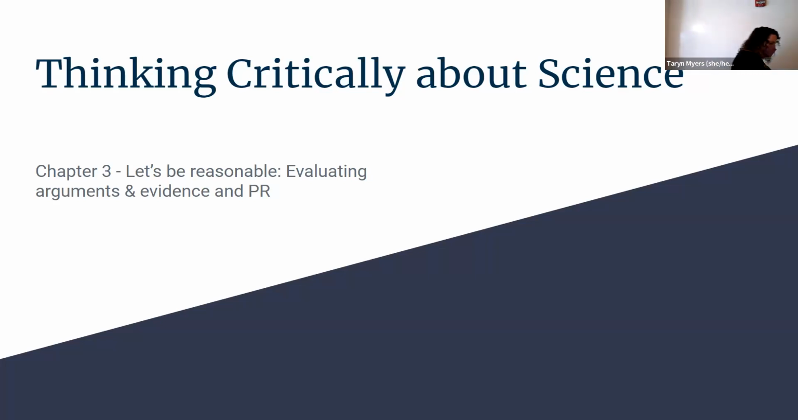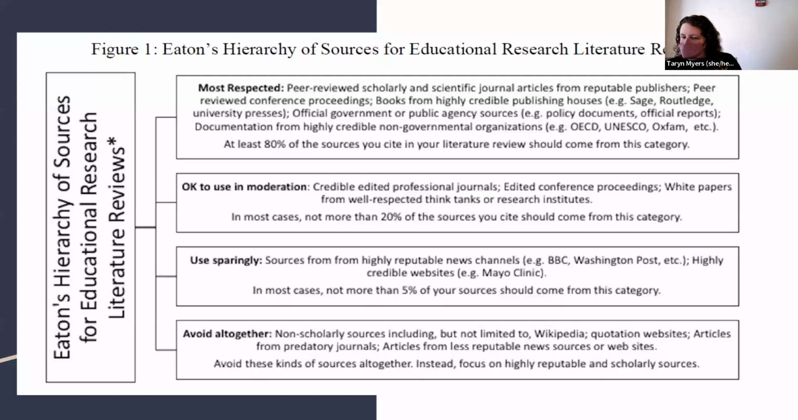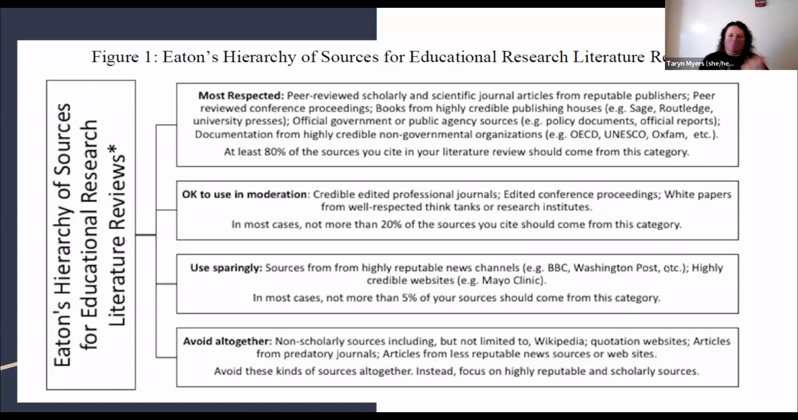So this one's going to be more about evaluating arguments in particular. When someone tells you something and they're maybe using sources to back it up, how do you tell if that's actually a good argument or not? So let me go ahead and minimize here. This is Eaton's hierarchy of sources for educational research literature reviews. The idea is, what should I be using if I'm writing something for a professional journal, for a class assignment, unless it specifies otherwise?